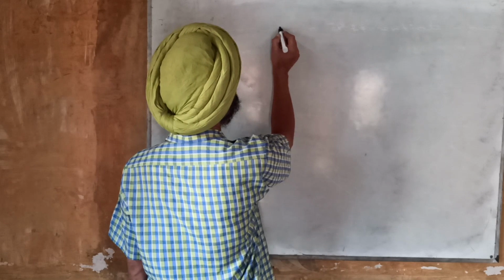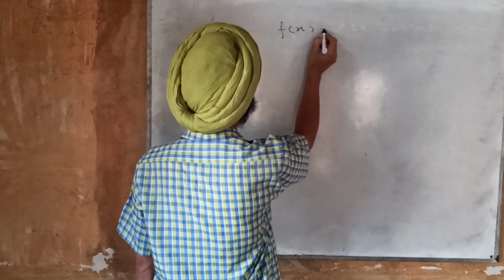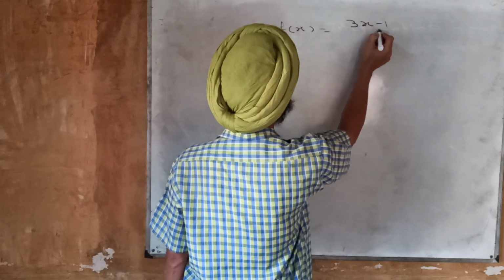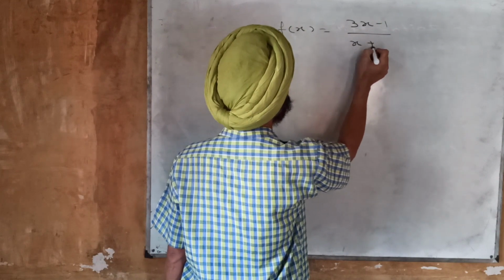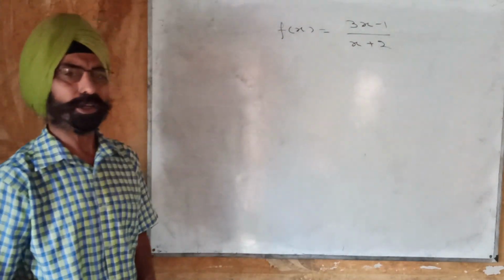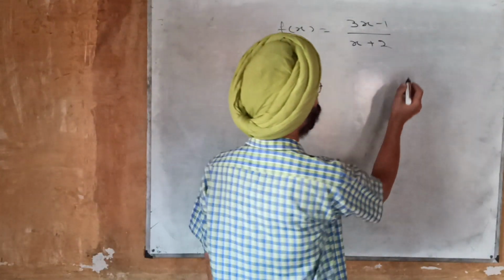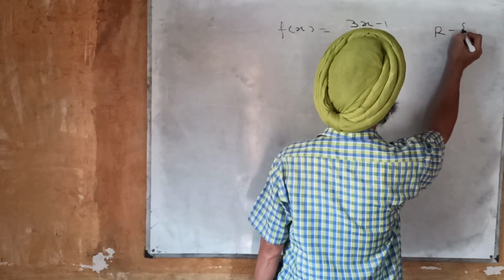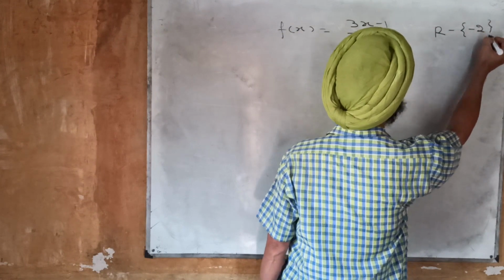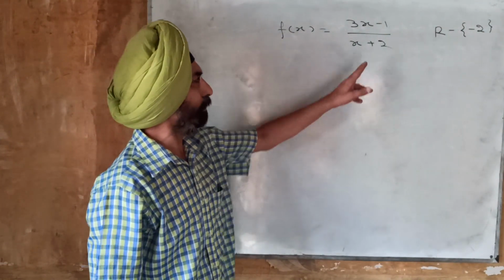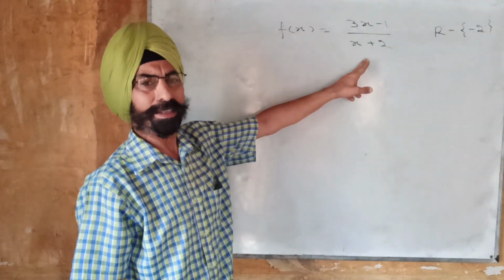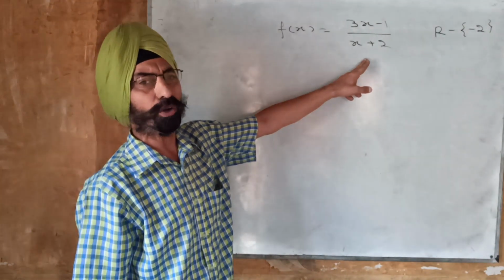Suppose we are given a function f of x is equal to (3x minus 1) over (x plus 2). Then one thing is clear, that the domain of this function is the set of all real numbers other than minus 2, because minus 2 will make the denominator 0, and denominator 0 means the quantity is not well defined.